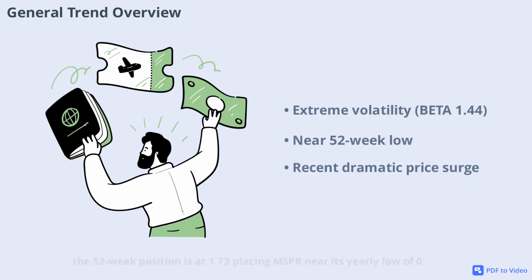Interestingly, the 52-week position is at 1.73, placing MSPR near its yearly low of 0.196 and far from its high of 35. Technical indicators like ADX and the Aroon oscillator confirm a strong downtrend, but a recent daily return of 262.64% hints at a dramatic price surge from depressed levels.